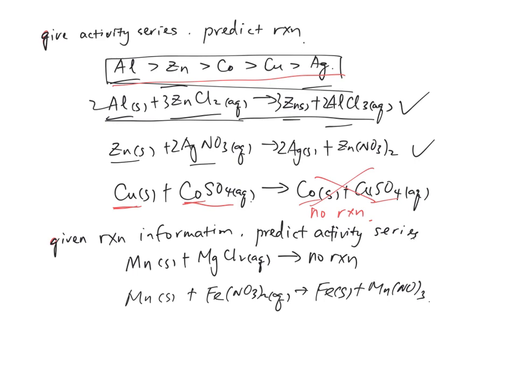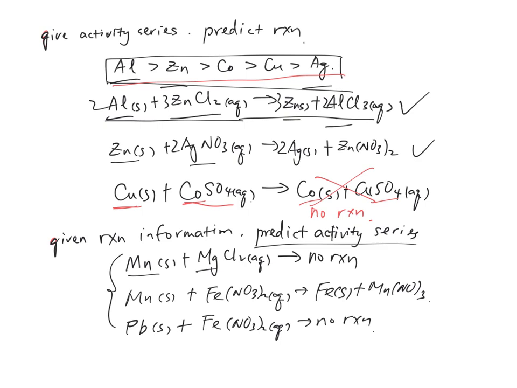when lead is put into the same iron salt solution, no reaction would happen. Given reaction information, I want you to predict the activity series between the metals involved: manganese, magnesium, iron, and lead.